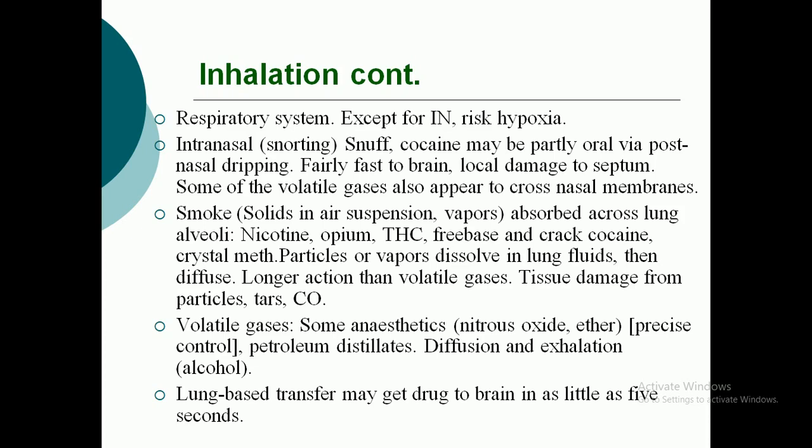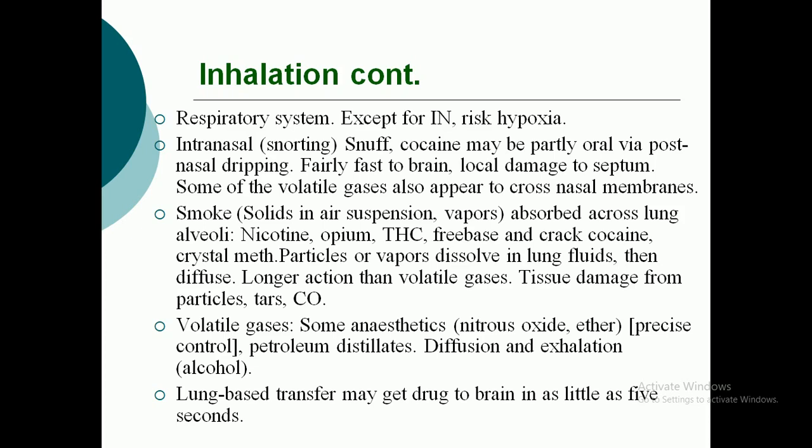Intranasal, or snorting snuffs. Cocaine may be partly swallowed via post-nasal dripping and is fairly fast to the brain. There is local damage to the septum, and some of the volatile gases also appear to cross the nasal membrane, especially in smoke. Solids and air suspension vapor are absorbed across the lung alveoli, like nicotine, opium and THC, as in crack cocaine and crystal meth. Particles or vapor dissolve in lung fluids and diffuse, and the action is longer than with volatile gases. There is tissue damage from the particle tars and carbon monoxide.